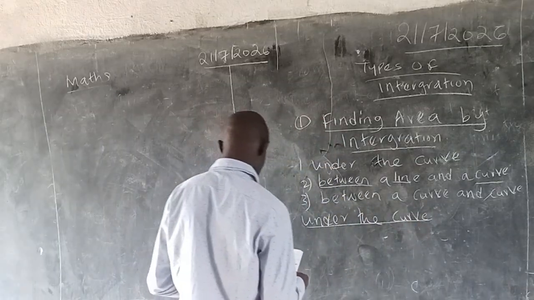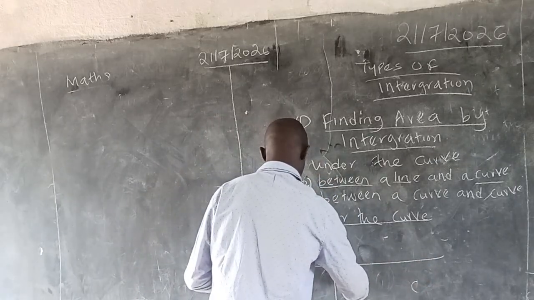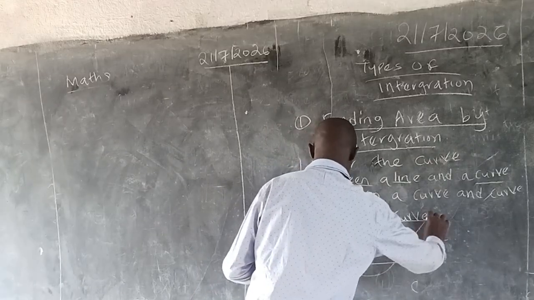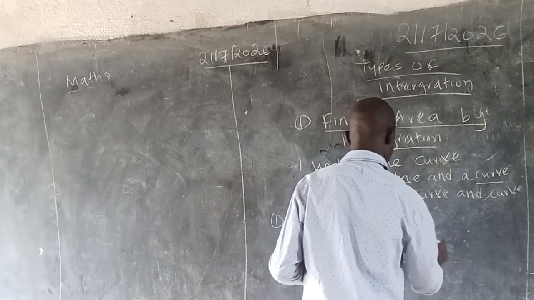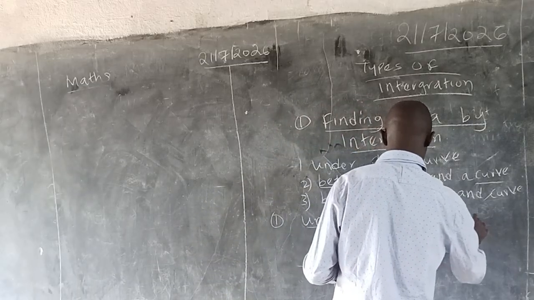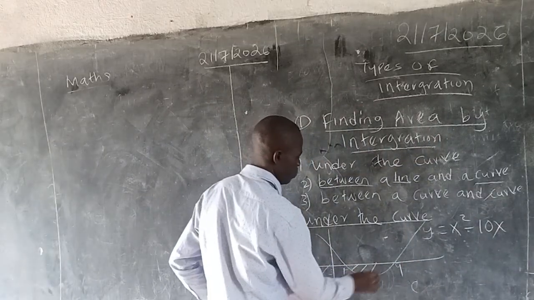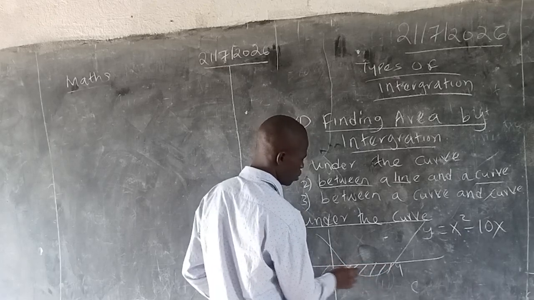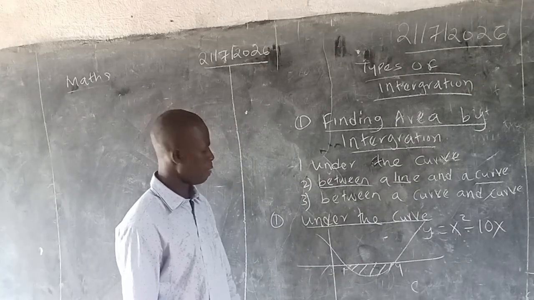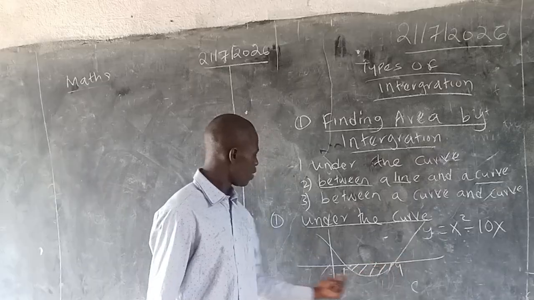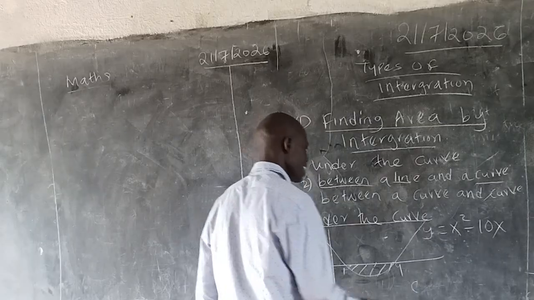Now given, for example, a curve like this, where this is 9 and this is 1, and the curve is y equal to x squared minus 10x. Then this is shaded, and you are asked to find the area of the shaded region. This is the area under the curve. So the area covered by this curve, we can find by integrating this equation.